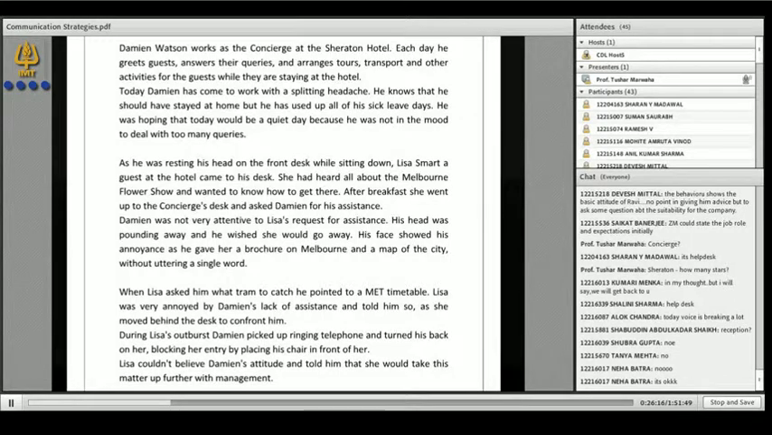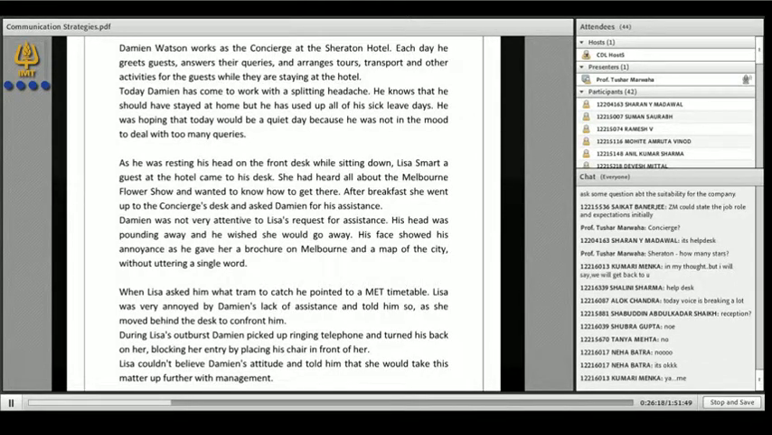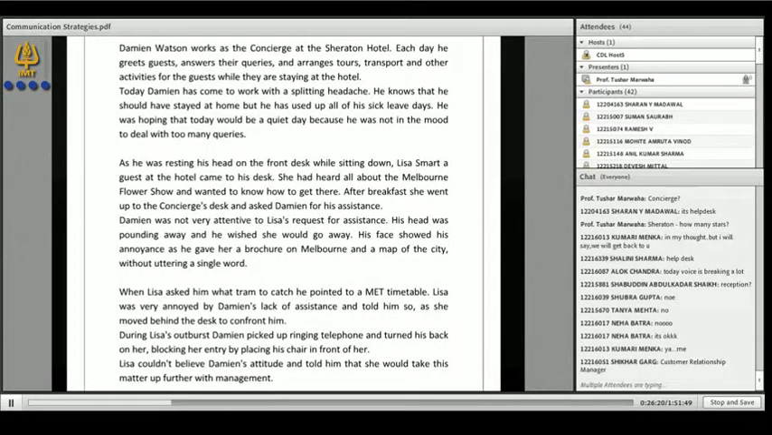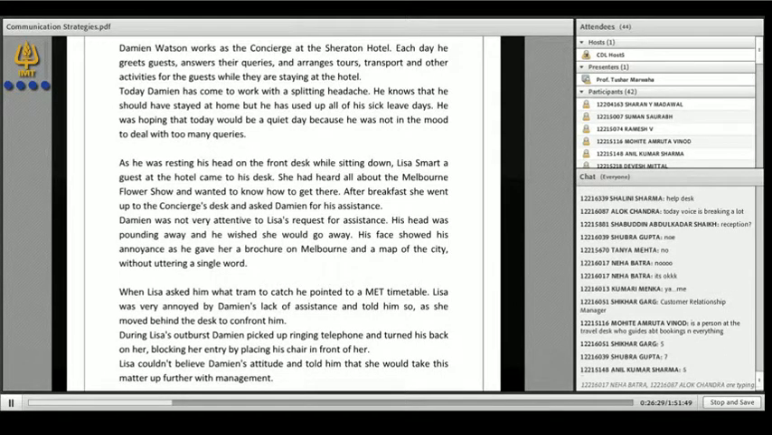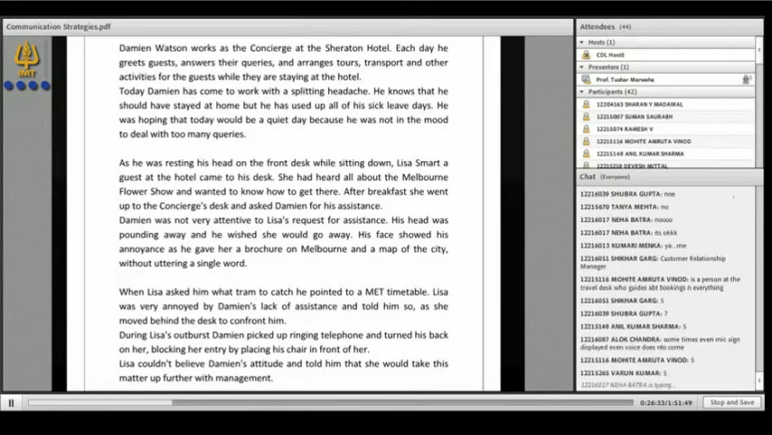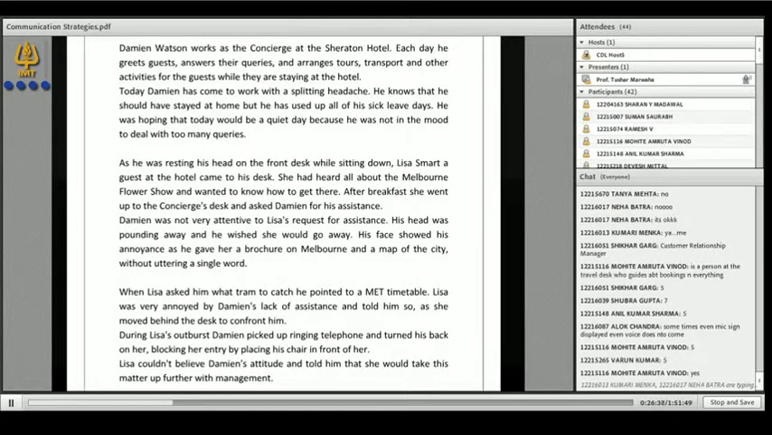Okay. So just a couple of things. Now, concierge, you all know what it is. And Sheraton has how many stars? 5 stars, 4 stars. I think it's 5, depends on the properties. So let's take an average value. It's a 5-star hotel.